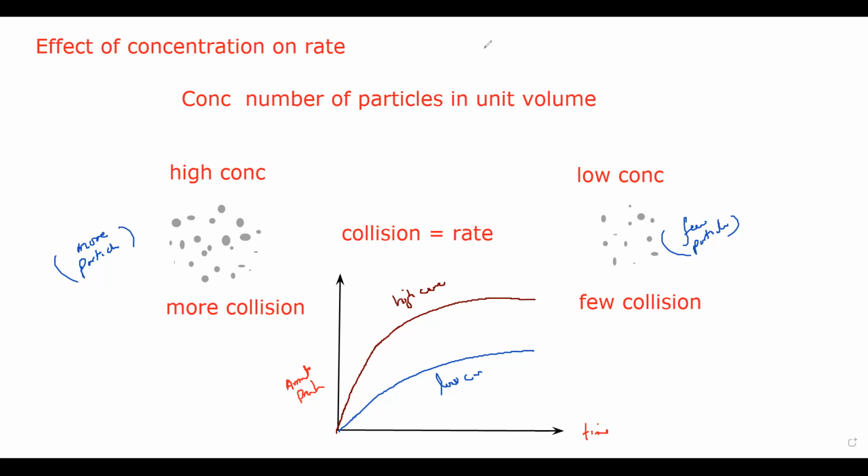Is the concept of concentration on the rate clear, the effect of concentration on the rate of the reaction, and how it affects the amount of the product as well as the rate of the reaction? The second factor which affects the rate is the temperature.